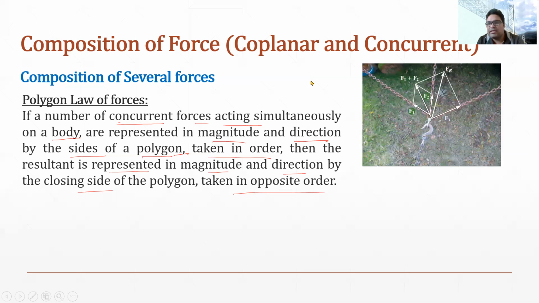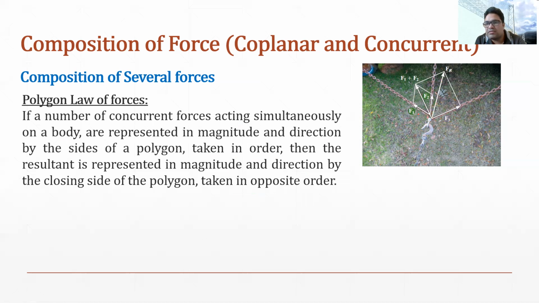So look at this photo. In the photo, you can see there is a hook which is attached with three chains, chain 1, chain 2, and chain 3. So you can see all three chains are subjected to some force. Like this chain is subjected to force F1, the middle chain is subjected to force F2, and the third chain is subjected to force F3. So all three forces are acting on this hook. So now if we want to convert all three forces into a single force, then that single force will be the resultant force.